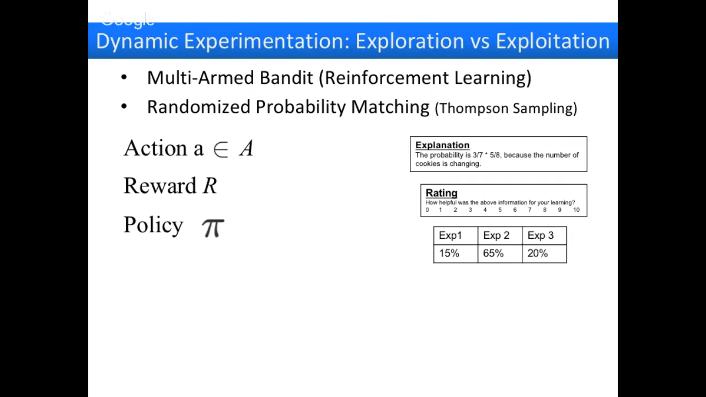Okay, so I realized I actually didn't explain that well. So this algorithm basically says that the way you decide what explanation to give someone next is to calculate the probability that that's the highest rated explanation. So what I'm showing you in this graph is one example of a policy. What that policy said is, right now, I think the probability of explanation 1 being the best is 15%. I think the probability of explanation 2 being the best is 65%. So it basically calculates the probability of each explanation being the highest rated, and then it uses those probabilities to give the next student the explanations.